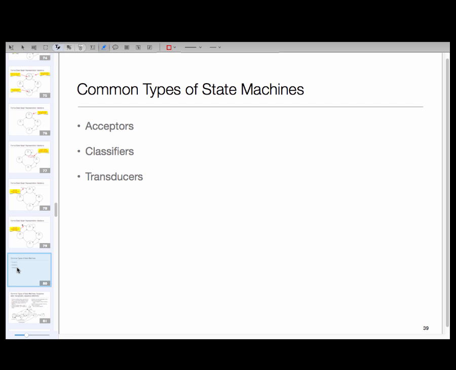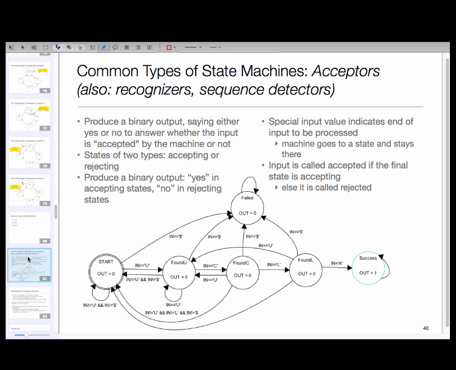You can think of them as a classification of the type of problems that you're going to face, and it's always good to think about what is really happening. So there are three types. One are what are called acceptor machines, and I'm going to describe what they are. Another are called classifier machines, and the third one is called transducer machines. So let's see what they are.